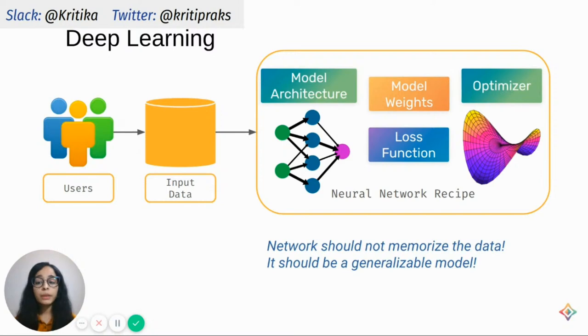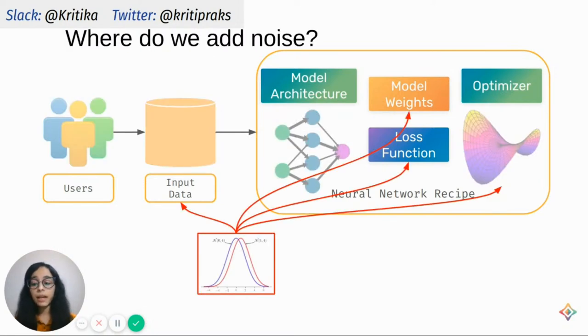So now, when we want to add noise to this pipeline to make it differentially private, the question is, where do we add it? We could be adding it to the input data, we could be adding it to the weights of the model that we're training, we could be adding it to the loss function, or we could be adding it to the step of the optimizer.